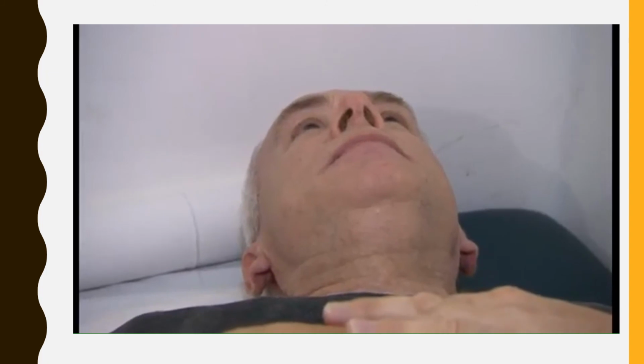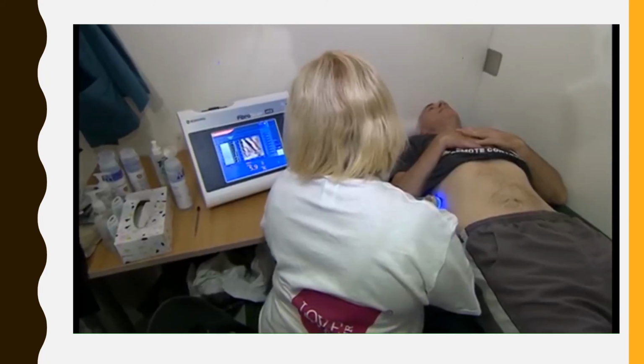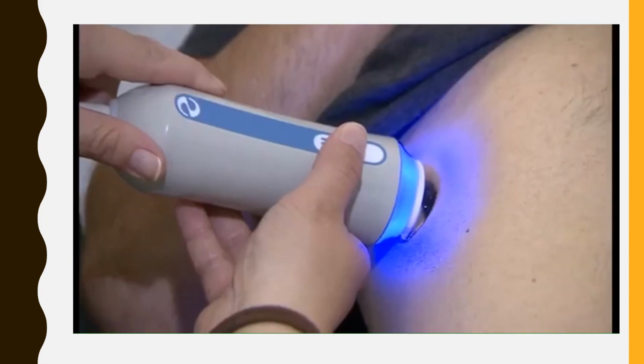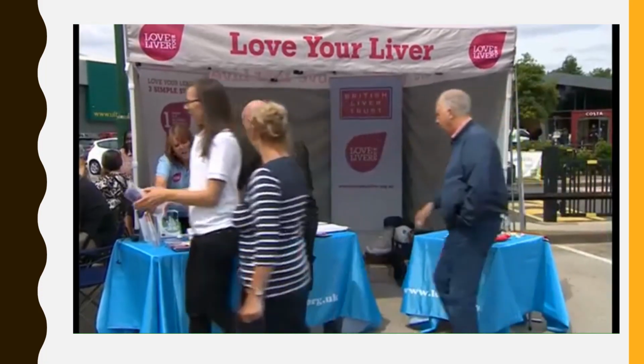Well, liver disease campaigners are targeting Nottingham as part of a drive to raise awareness about the condition. The city has one of the highest hospital admission rates in England, as Gita Penze reports. I'm going to put a bit of cold gel on you. A simple scan that will reveal the health of Malcolm's liver. He was amongst hundreds of people who visited a mobile screening unit in Nottingham today as part of an awareness drive by the British Liver Trust.